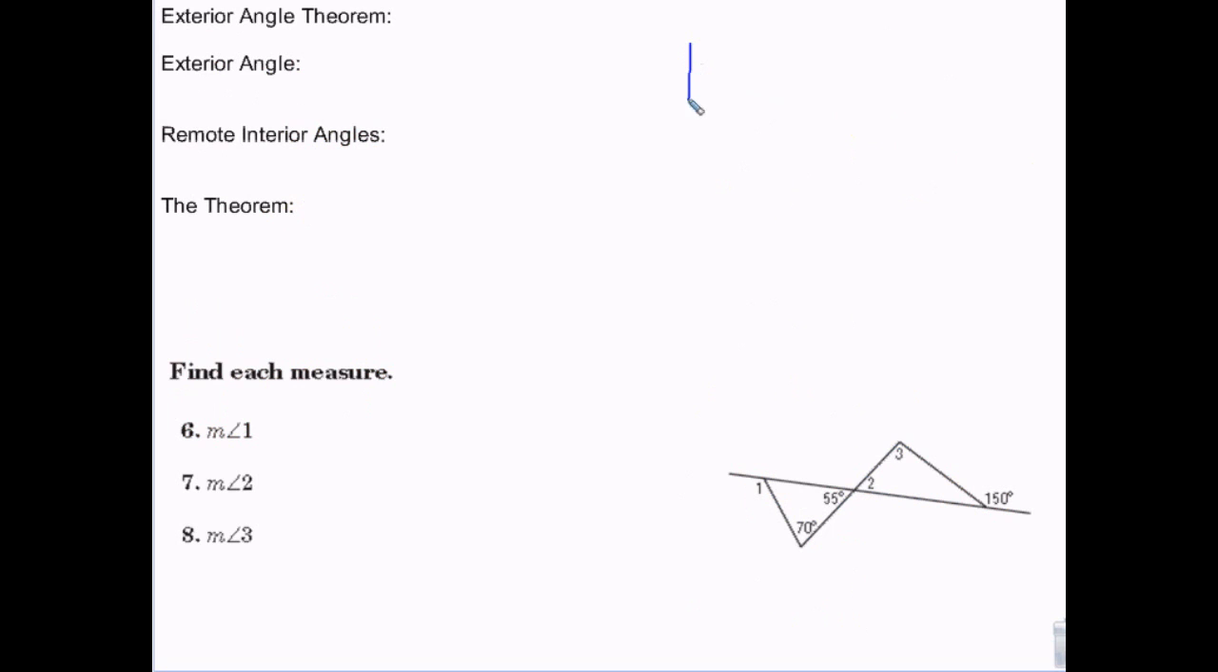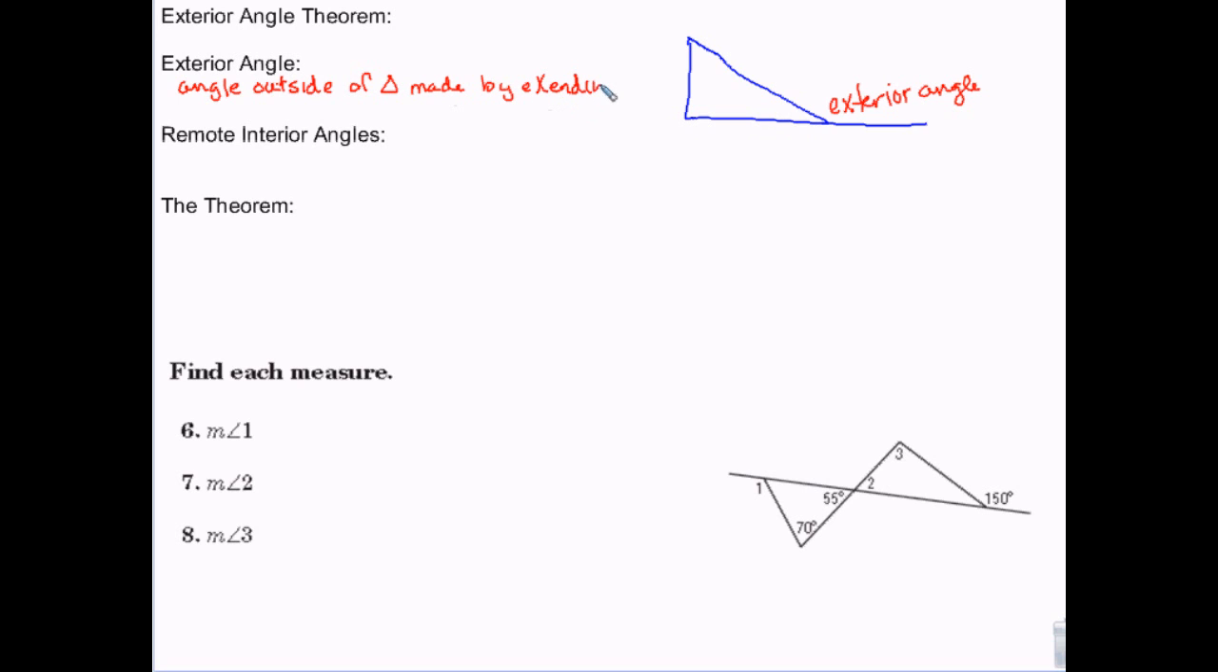If I have a triangle and one of the sides extends out, okay, this outside angle is the exterior angle. It is an angle outside of a triangle made by extending a side. That should have been an X. Okay. So this would be my exterior angle here.